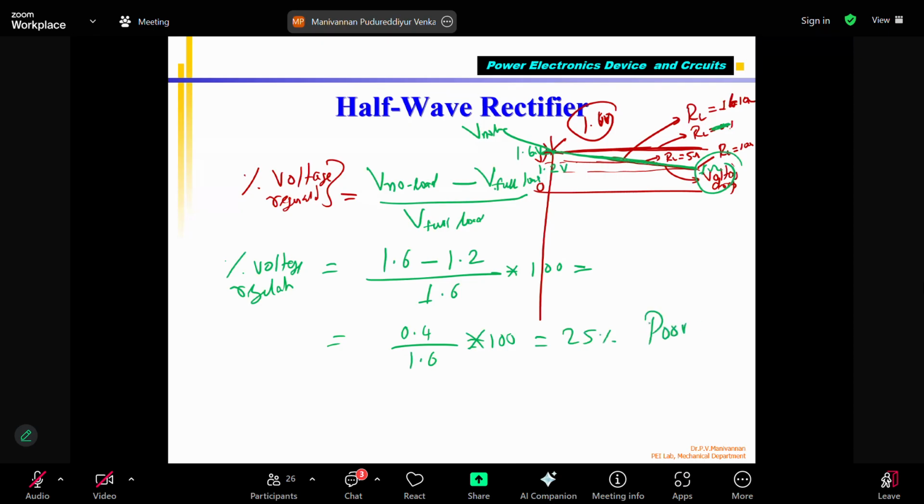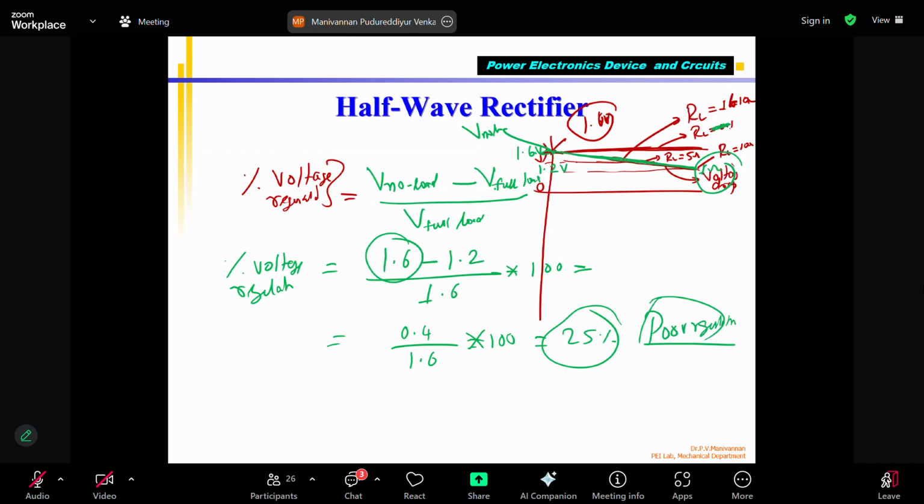I can say that this should be smaller in number. 0 is very good. That means if I increase my load, decreasing 10 ohms, 9 ohms, 8 ohms, until I go to 1 ohm, still the voltage is close to 1.6. Then my percentage will be better. Correct? So voltage regulation should be at least 80 to 90%. So here it is a poor regulation, you can say. Okay. So this is one of the important parameters.